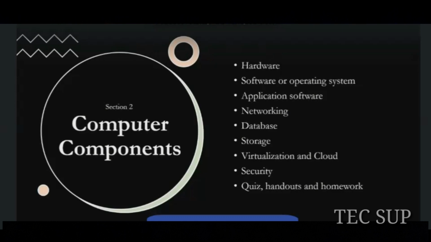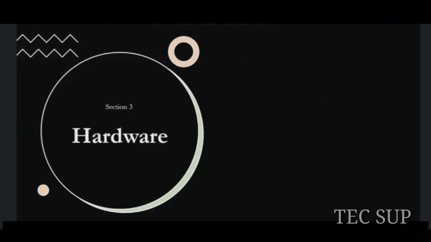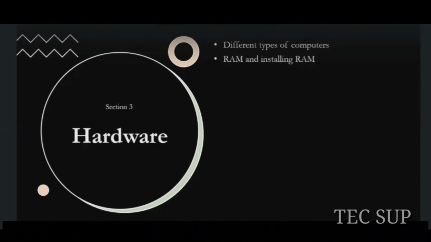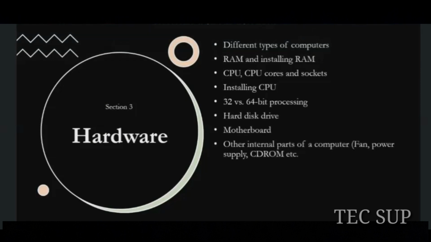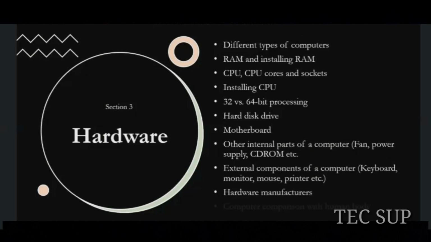Then starting with section 3, we are actually going to pick each one of these components and we're going to drill down. So starting with section 3, hardware, we'll talk about different type of computers. We'll install RAM and I will show you actually when I'll open up the computer, I'll show you where RAM is located and how you can replace it. Similarly, we'll do for CPU and its core and sockets. We'll install the CPU, then we'll talk about the 32 and 64-bit processing architecture, disks, hard disk, motherboard, other internal parts of computer, external components, hardware manufacturers, computer comparison with our human body, and then quiz handouts and homework.